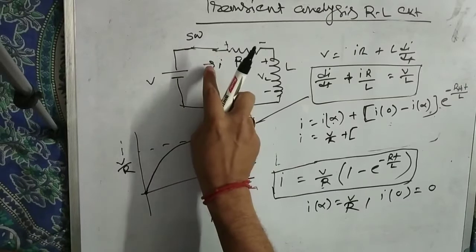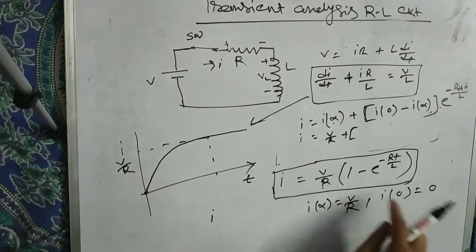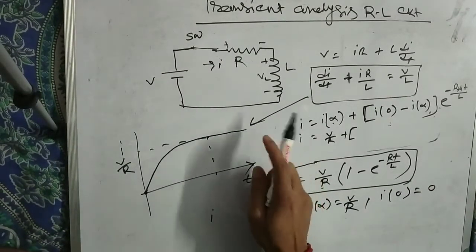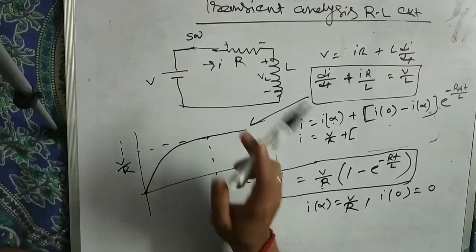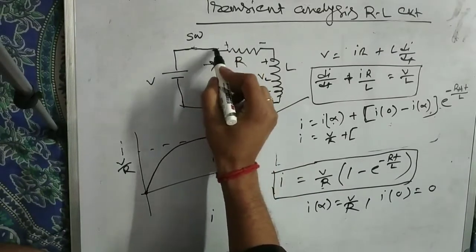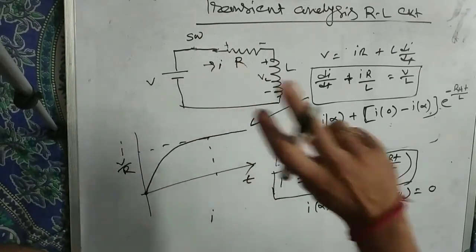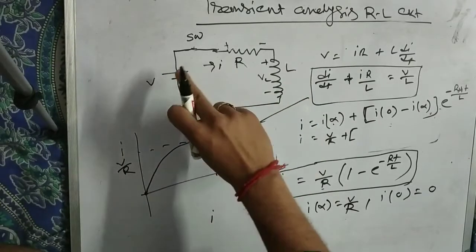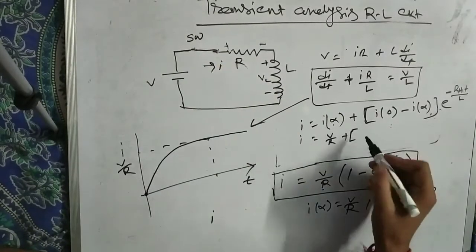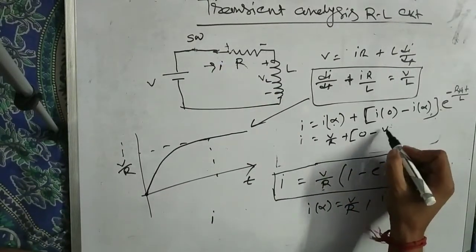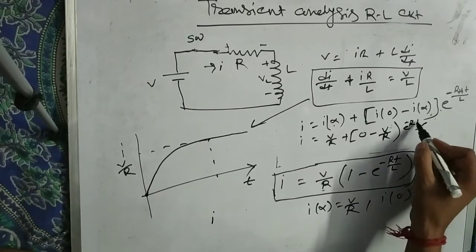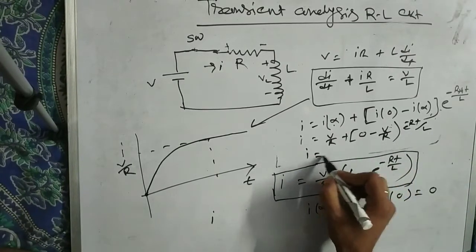I0 means when the switch is on at T equal to 0, which we have already found from this equation. You have to remember one thing: an inductor will not allow sudden change in current. When the switch is open, there is no current flowing through this circuit. At T equal to 0 you are closing the switch, so the inductor will oppose such that it will not allow any current to flow. So at T equal to 0, current will be 0. At infinity, V by R minus V by R e to the power minus RT by L. So from this you can get this equation.